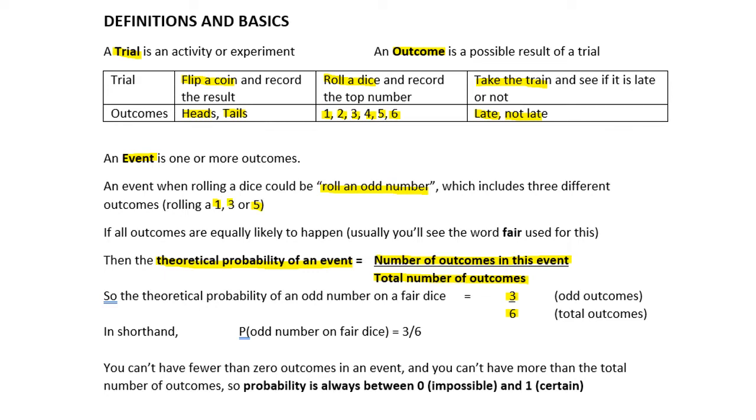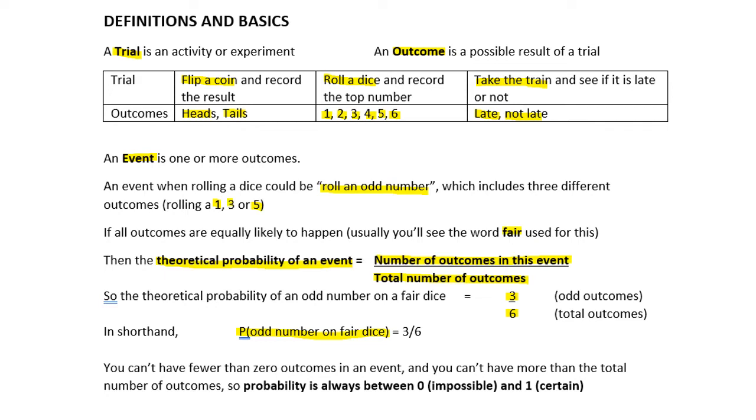Now we tend to write that using shorthand. We don't write the probability of an odd number on a fair dice. We use this little P bracket notation to say exactly the same thing. And we would summarize that as P, odd number on a fair dice, is 3 out of 6. I didn't mention the word fair there. That's really important in probability as well. Things that are fair are equally likely to happen. It's really important to have fair coins, fair dice in these events.